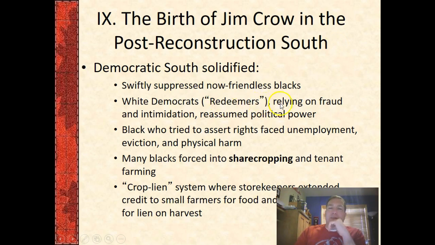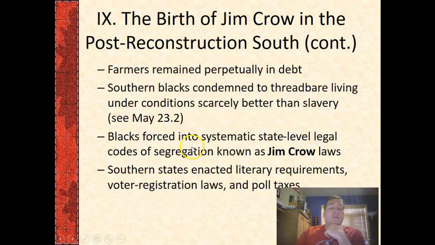So you learned about with your Redeemers when we were talking about Chapter 22, that the Redeemers are going to be using all sorts of tactics to try to attack African Americans, whether it's sharecropping and a crop lien system to try to keep African Americans in debt, whether it's Jim Crow laws that are essentially segregation policies dealing with elections as well, with literacy tests, voter registration laws, poll taxes, and so on.